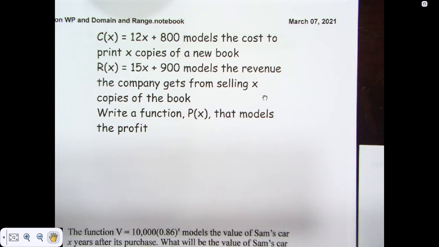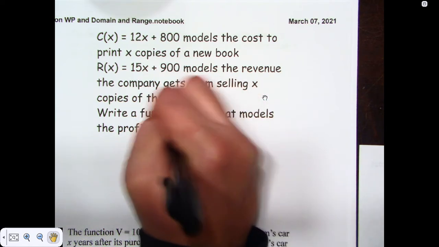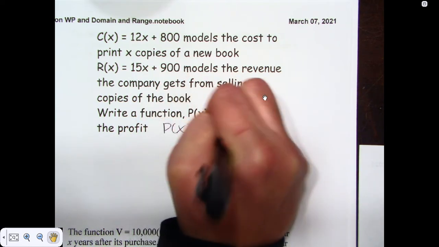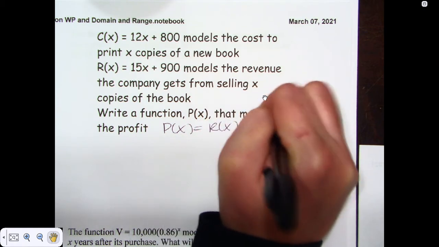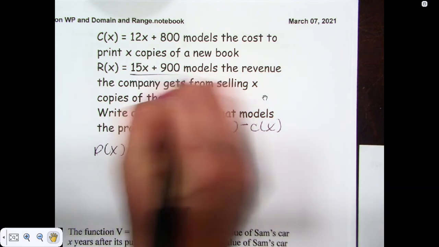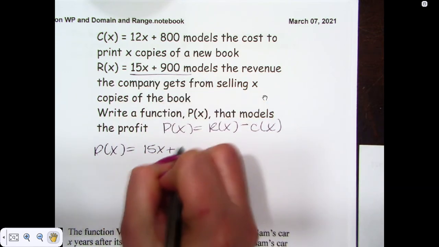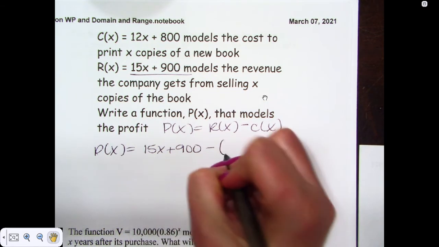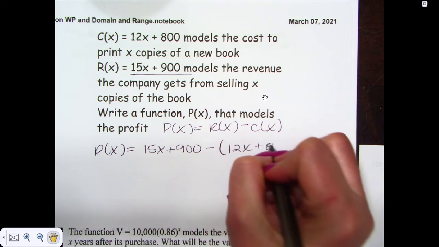All right. Another cost, profit, and revenue. C of x is our cost, R of x is our revenue, and they want you to write the profit. So remember, profit equals revenue minus cost. So our profit is going to be our revenue, which is 15x plus 900, minus our cost, which is 12x plus 800.